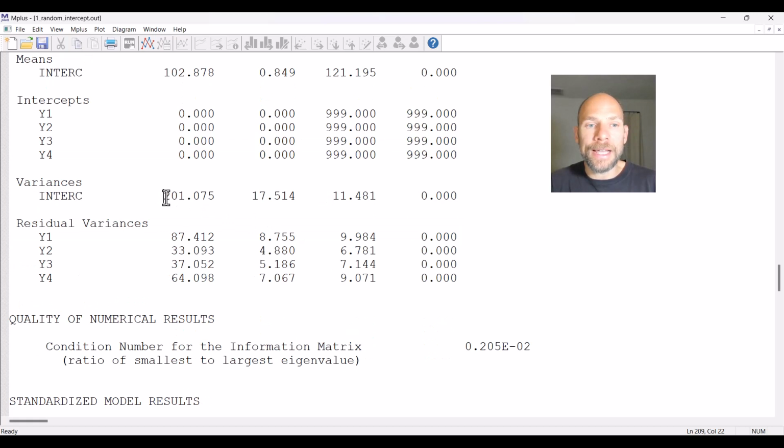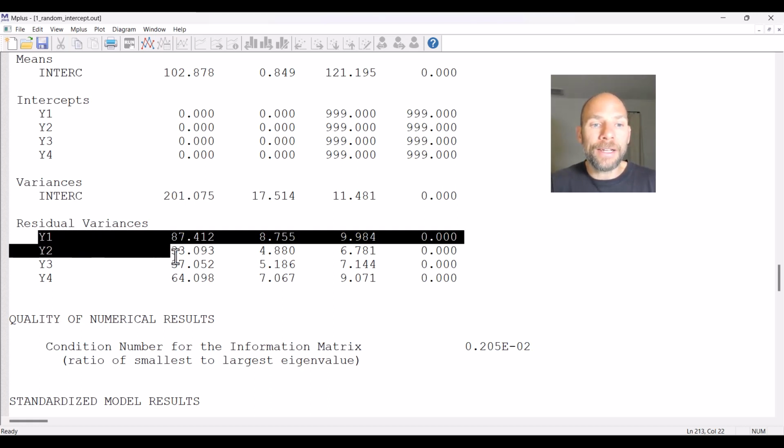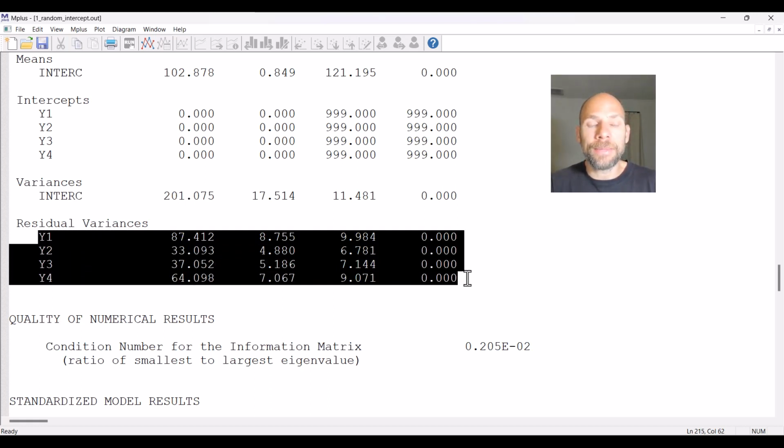Another parameter that is estimated is the variance of the intercept factor, and that variance quantifies inter-individual differences in IQ scores, assuming that those don't change over time. So there is variability in the scores that is allowed, but the scores can't change across time. And then finally, we have residual variances estimated that allow us to quantify the degree of unreliability or measurement error in the scores.